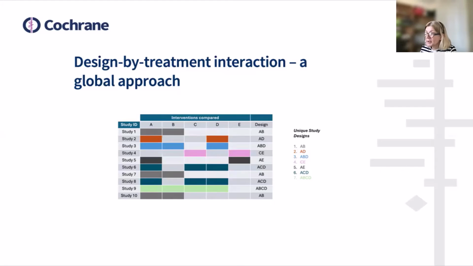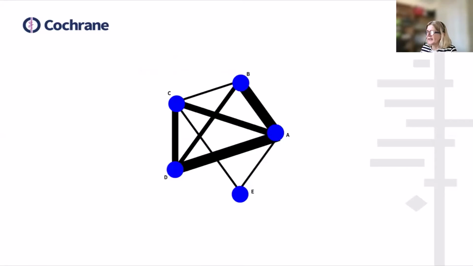You can also see that there are some multi-arm studies in the network. Those are studies 3, 6, 8, and 9. Here's the network diagram that corresponds to the network in the previous slide. As we've explained before, the nodes are the interventions and the thickness of the lines represents the number of direct comparisons. So, for example, there are 5 direct comparisons between A and D and between A and B, but no direct comparisons for D and E.